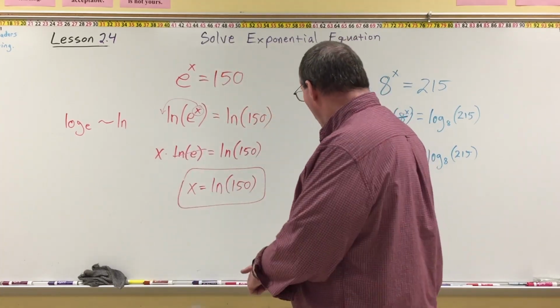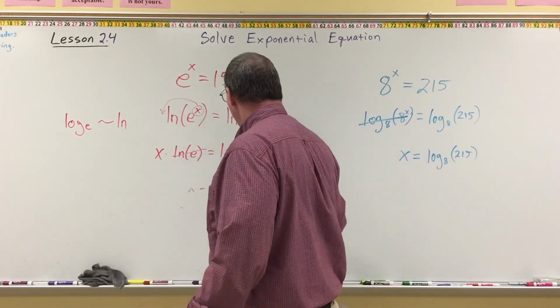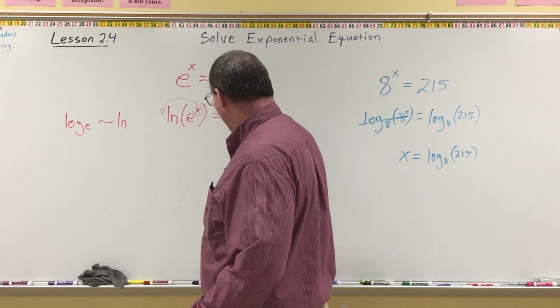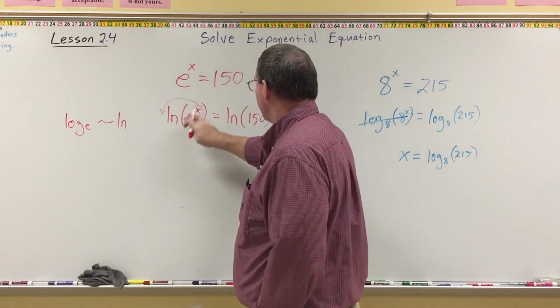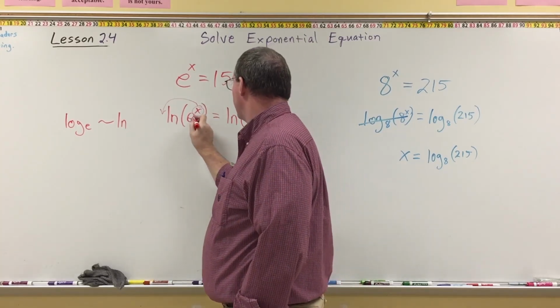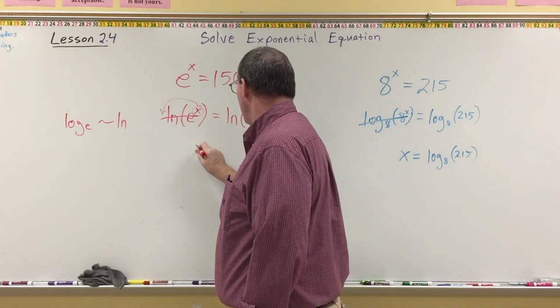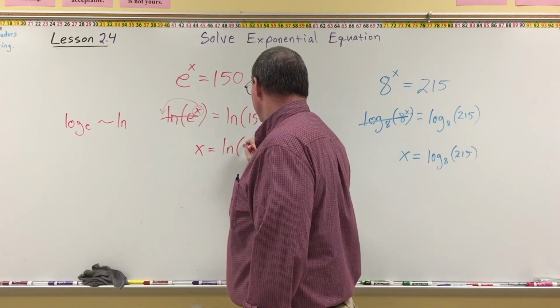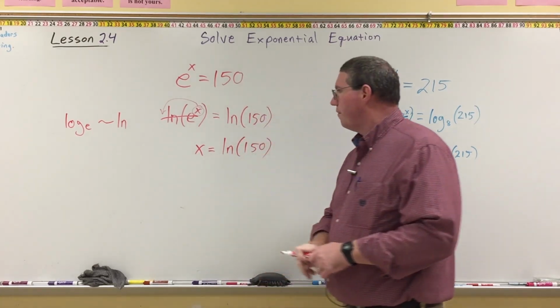All right. Or let's say, hey, Mr. Ryan, was I able to do that step where I just canceled out? Yeah, if you were right here, you did natural log e to the x, natural log of 150. At this point, you can just cancel out natural log and e, drop down the x, and x is equal to the natural log of 150, okay?